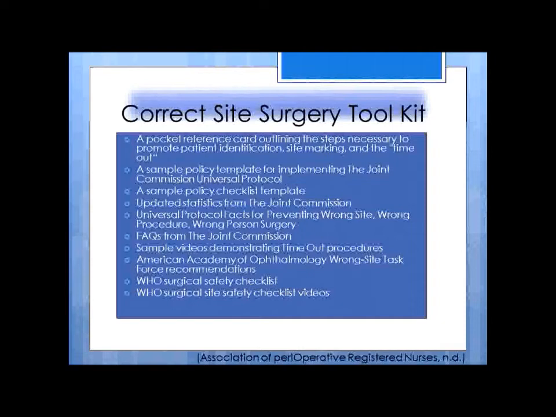There's a sample policy checklist template. There's updated statistics from the Joint Commission. There's universal protocol facts for preventing wrong site, wrong procedure, and wrong person surgery. There's also frequently asked questions from the Joint Commission. There's sample videos which demonstrate timeout procedures, as well as the American Academy of Ophthalmology Wrong Site Task Force recommendations, the WHO Surgical Safety Checklist, and WHO Surgical Site Safety Checklist videos.